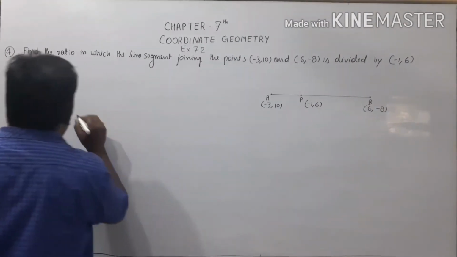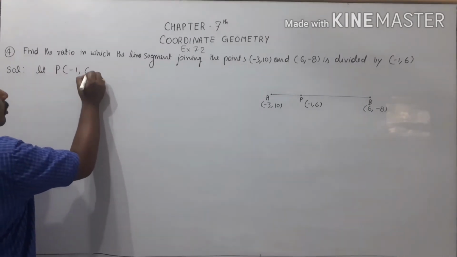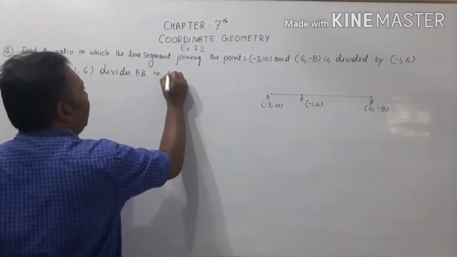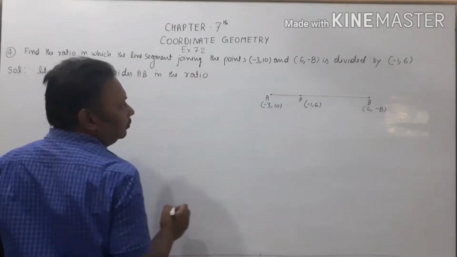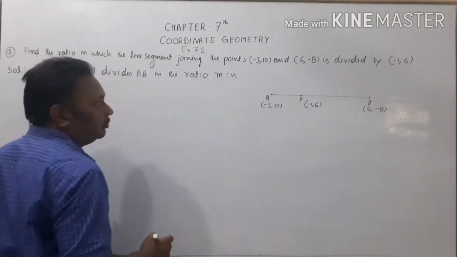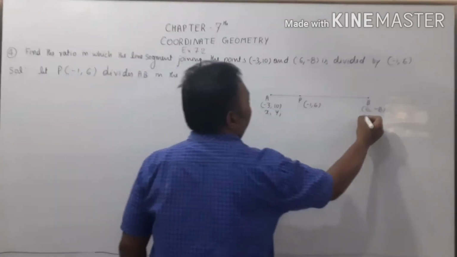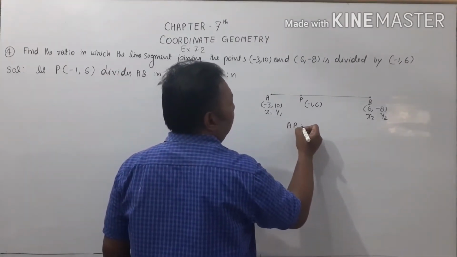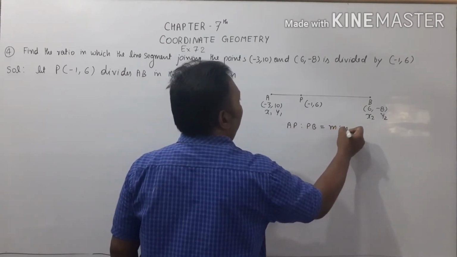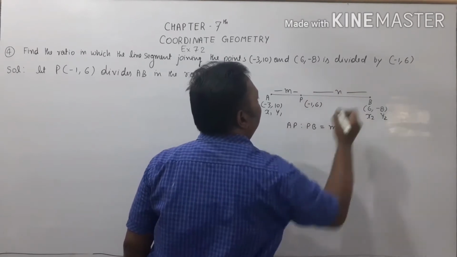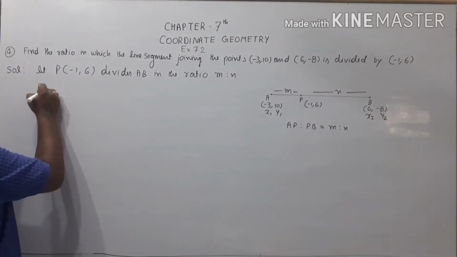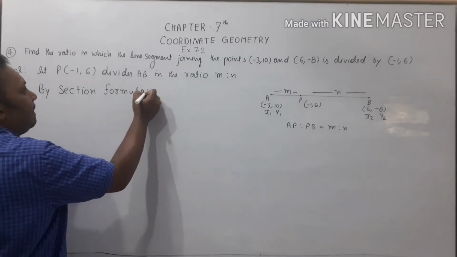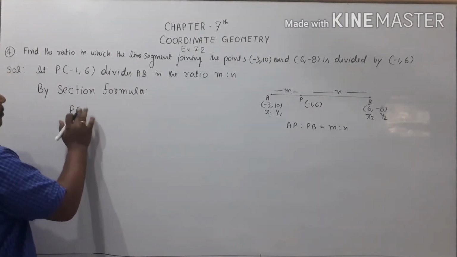So how will we do this question? Let P(-1, 6) divide AB in the ratio m:n. The first point is (x1, y1). So in which ratio is it dividing? AP:PB is m:n. We have taken this ratio as m and n. Now we apply the section formula.